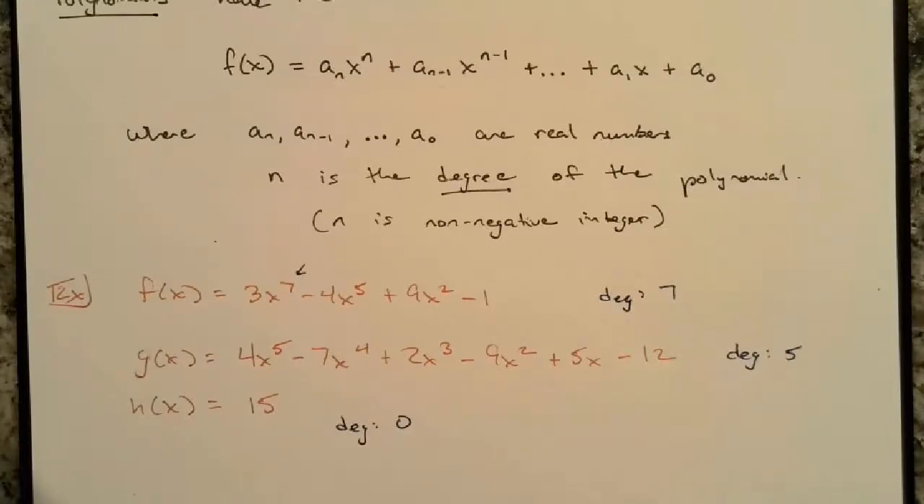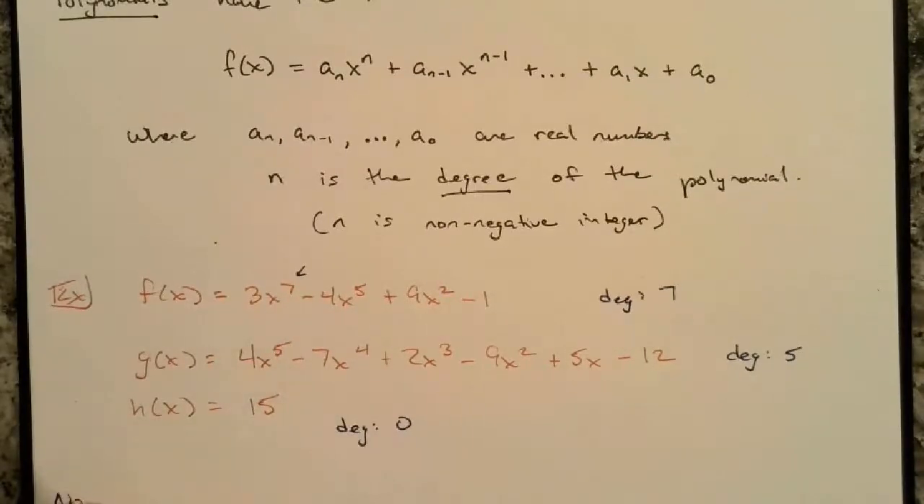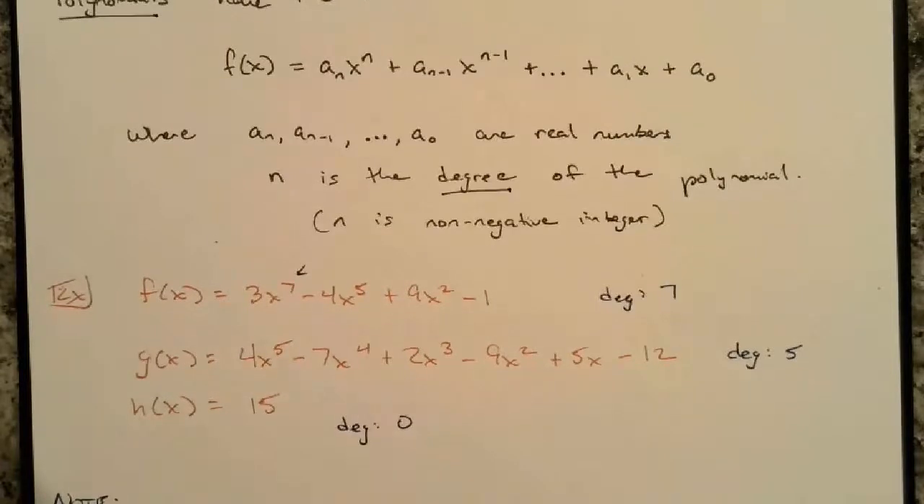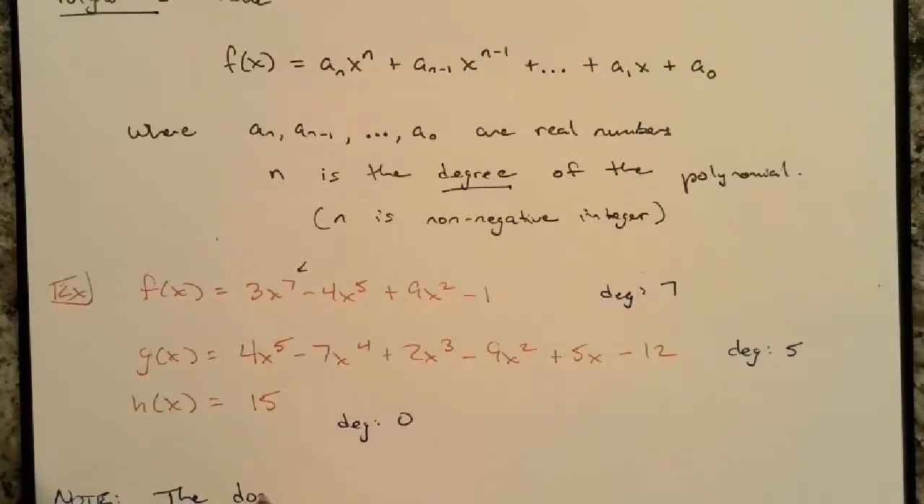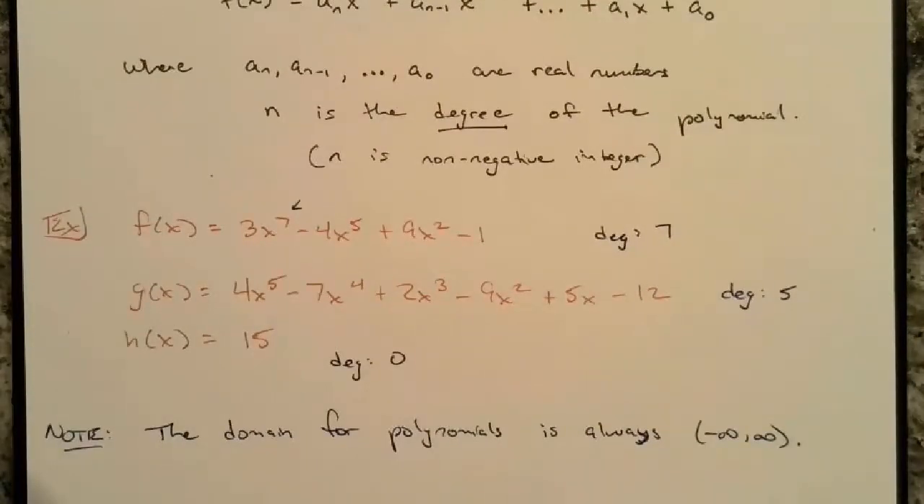is just 1. The only other thing to note for polynomials, just as we go forward in the course, is the domain for polynomials is always all real numbers. So it is negative infinity to infinity. So no matter what polynomial you have, your domain is negative infinity to infinity. In other words, you can substitute any x value in and you will always get a y value out. There are no problem points that could occur here.